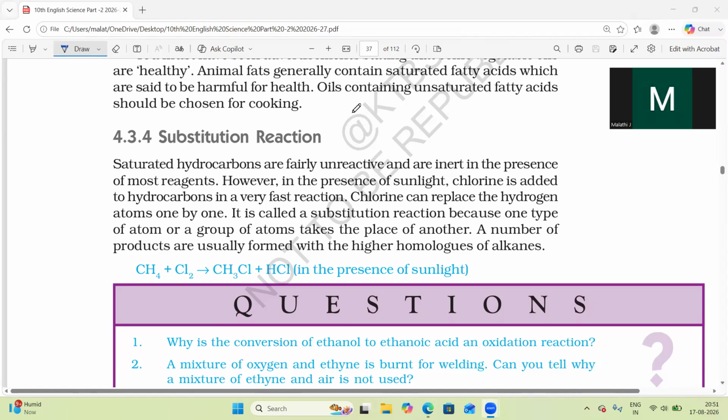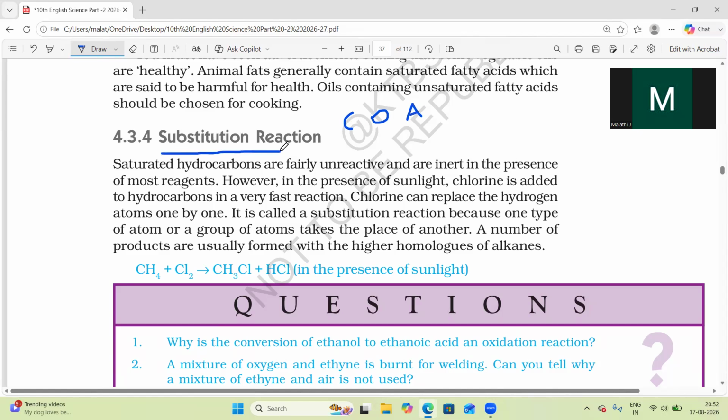Last class we discussed some chemical reactions of organic compounds. The reactions we studied are combustion reaction, oxidation and addition reaction. So now we will see another chemical reaction of organic compounds. It is the substitution reaction. The name itself indicates substitution, which means any one atom will be replaced by another atom. So that is a substitution reaction. I'll explain with an example.